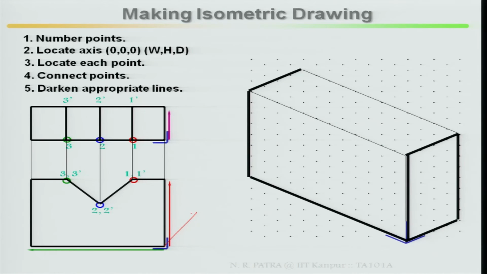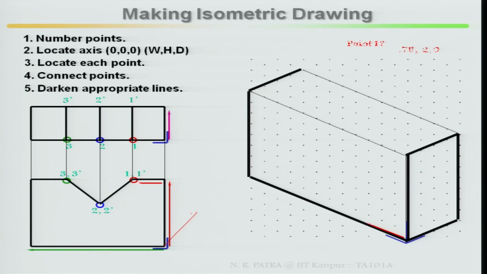Look at the points I have marked. 1 and 1 prime is nothing but in your depth direction, right? This is your width and this is your depth. This is your width and this is your height. This is your front view, this is your top view. 1 1 prime, 2 2 prime, 3 3 prime. Respectively with respect to the top view, in the front view you mark where is your 1 1 prime, where is your 2 2 prime, where is your 3 and 3 prime.